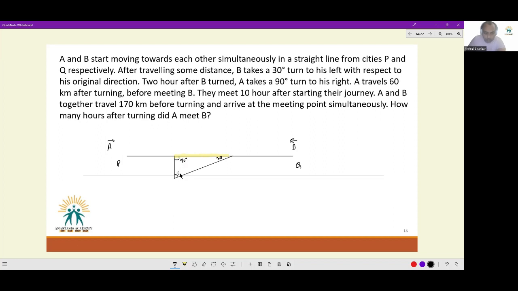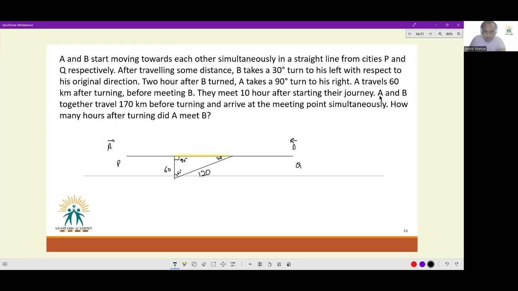So by extension, the sum of angles of a triangle, this will be 60 degrees. Now, A travels 60 kilometers after turning before meeting B. Means this distance is 60 kilometers on a 30, 60, 90 triangle. The side opposite 30 degrees is half the side opposite 90 degrees. So B has traveled 120 kilometers after turning. A has traveled 60 kilometers after turning. B has traveled 120 kilometers after turning.